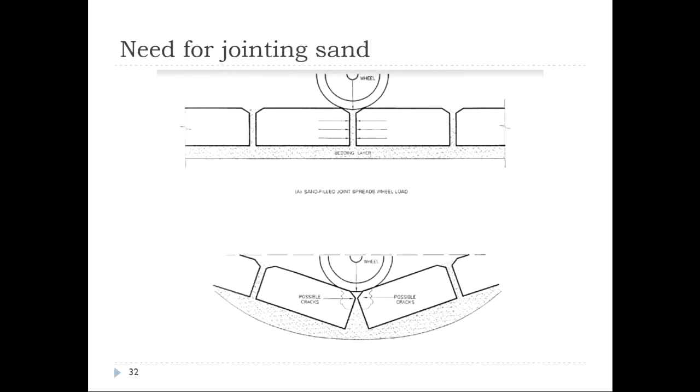Now the need for jointing sand. As I told you, if we don't have sufficient jointing sand properly placed, there can be a rotation at these joints. There can be excessive stresses coming at these joints, and as a result there are chances of possible cracks. And if there is not sufficient jointing sand here, and the wheel is placed on this particular block, there will not be load transfer from one block to another. As a result, you are likely to see a differential settlement also.